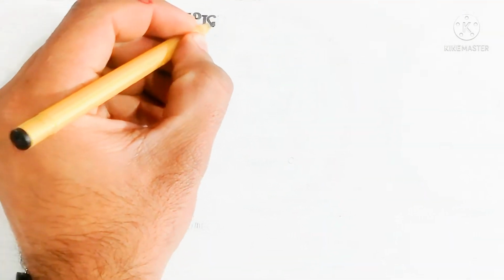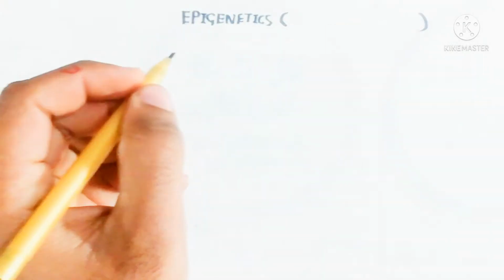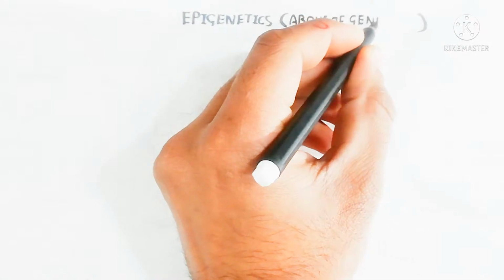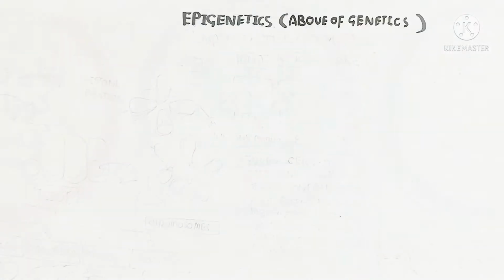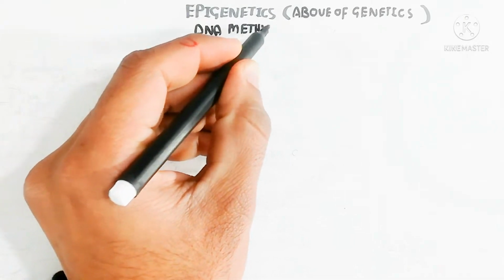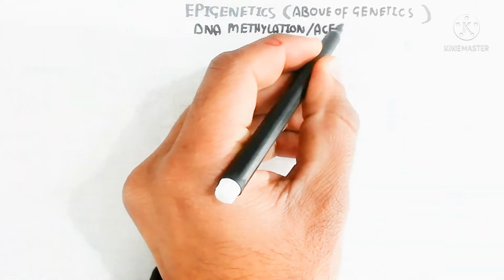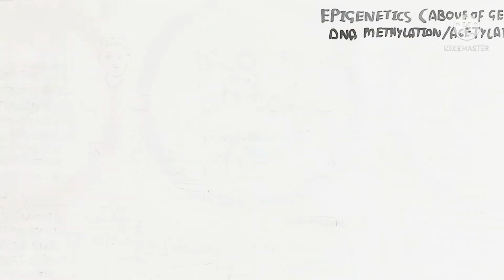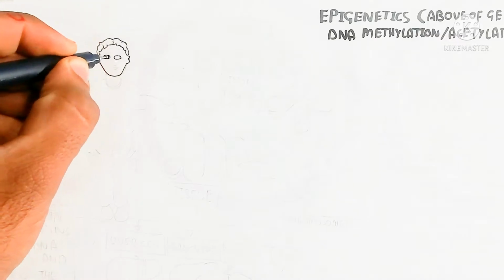Hello, in this video we will discuss epigenetics, which means "above genetics." It means the alteration of phenotype without a mutation in the DNA sequence, through the addition or deletion of molecules, for example methyl and acetyl groups. This is known as DNA methylation and acetylation. So this is what we will discuss here as epigenetics.